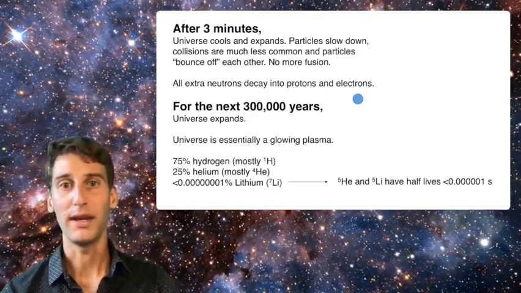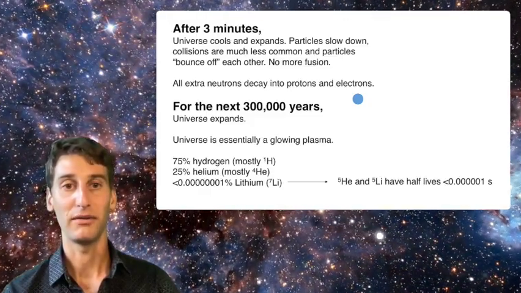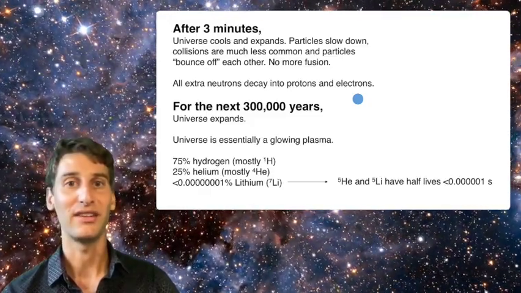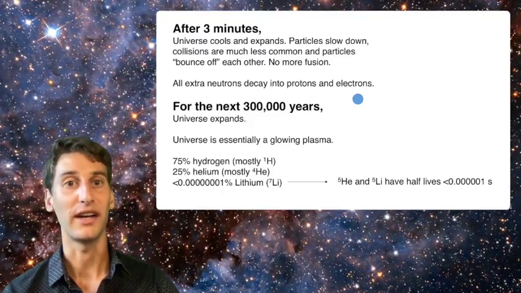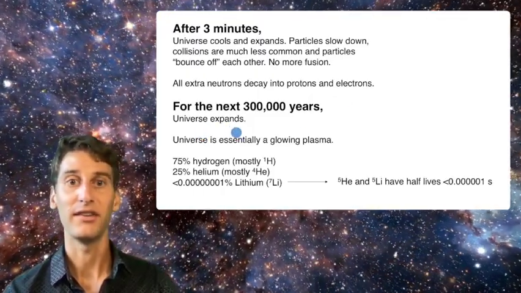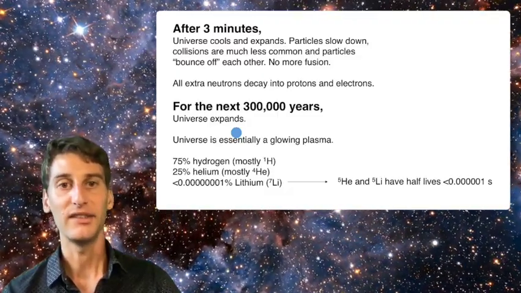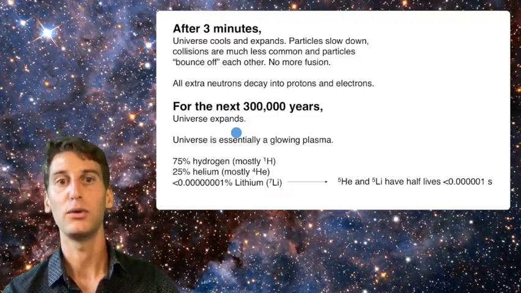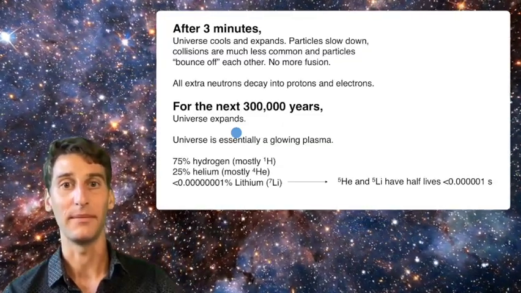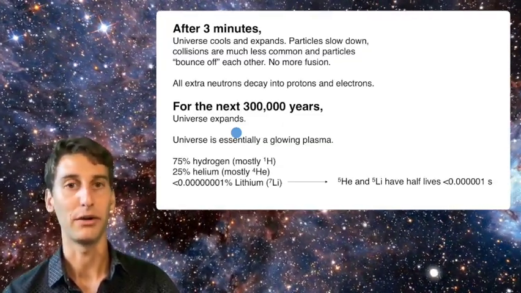And this is kind of the way that things were for a while afterwards. For the next 300,000 years, nothing much happens. The universe continues to expand. The universe is still a glowing plasma, and as it expands, it's losing temperature. So things are cooling down ever so slightly, but it's a plasma. All the electrons are flying around. They're not with their protons yet.